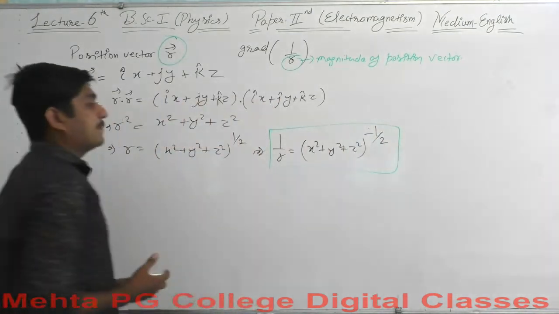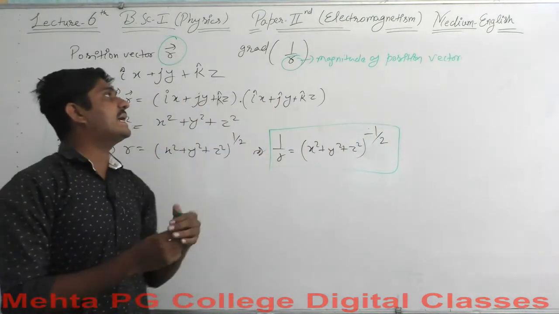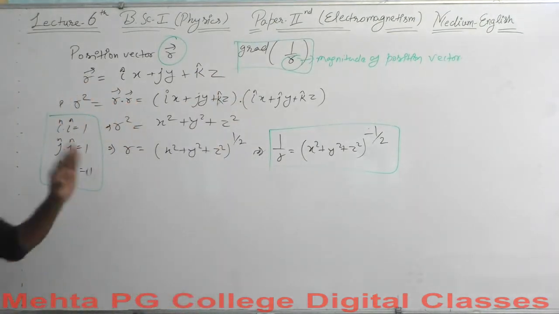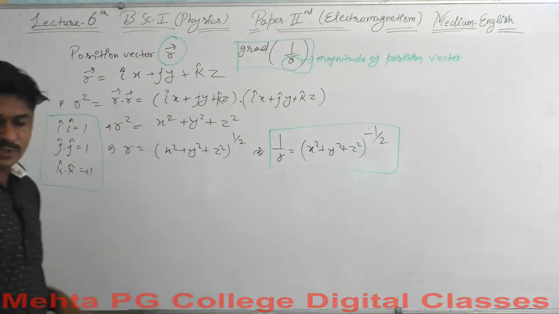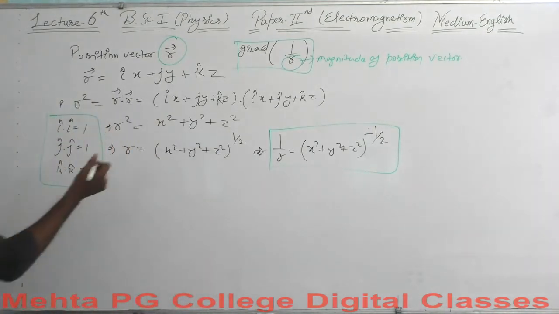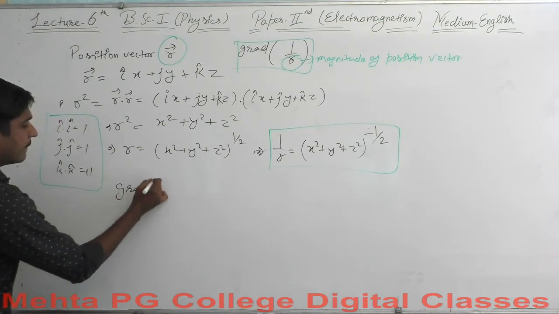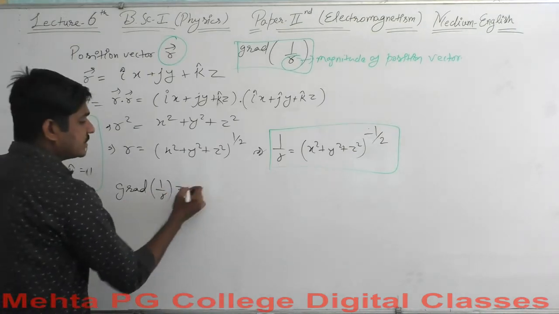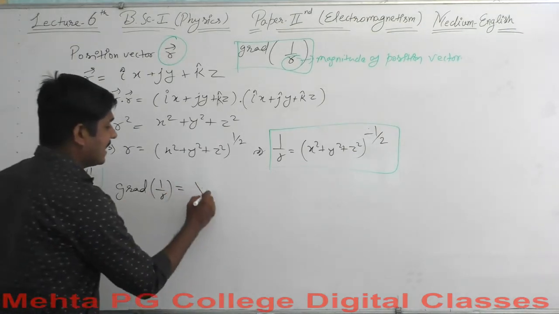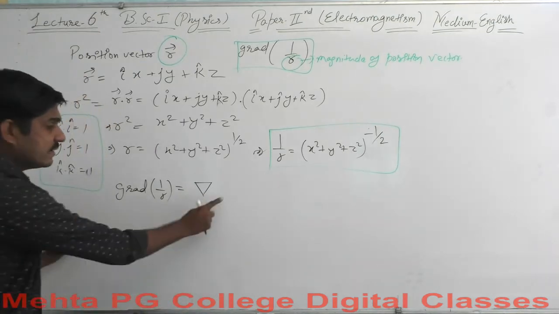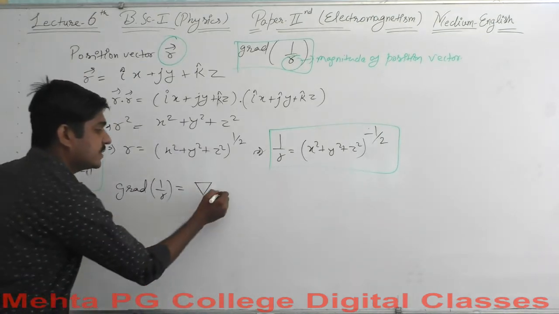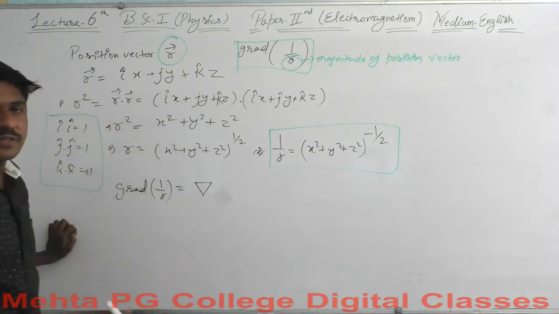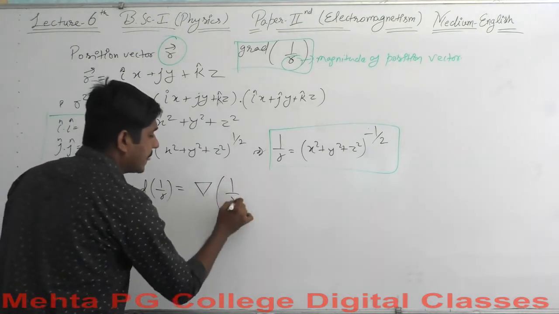Now we are supposed to calculate the gradient of 1 by r. Keep this in mind and we will proceed. The gradient of 1 over r will equal, because gradient is represented as the del operator, simply del, there will be nothing like the dot or cross product. You are not supposed to use this, neither this. We will not use this. Simply del 1 over r.